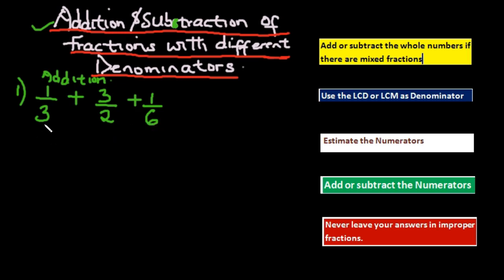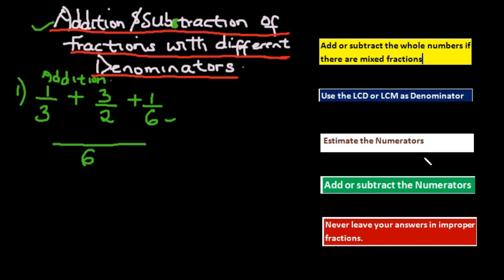In this case, we have three denominators. We have 3, we have 2, we have 6. The lowest common denominator here is 6, because 3 can go in 6 and 2 can also go in 6. So that's going to be our denominator. So we have 6.